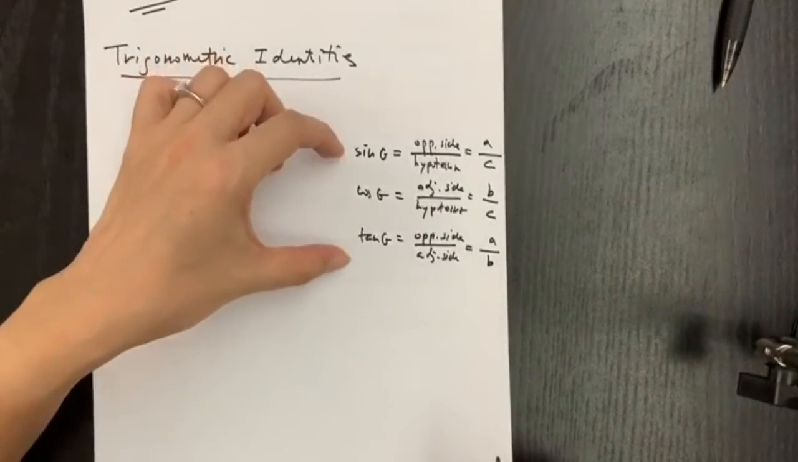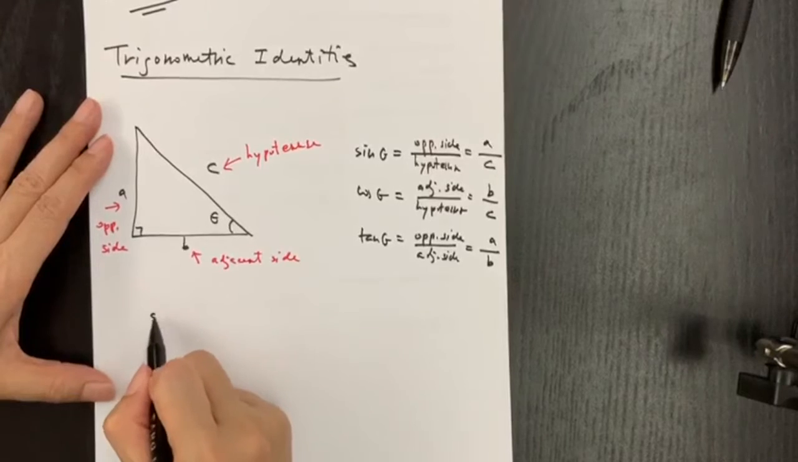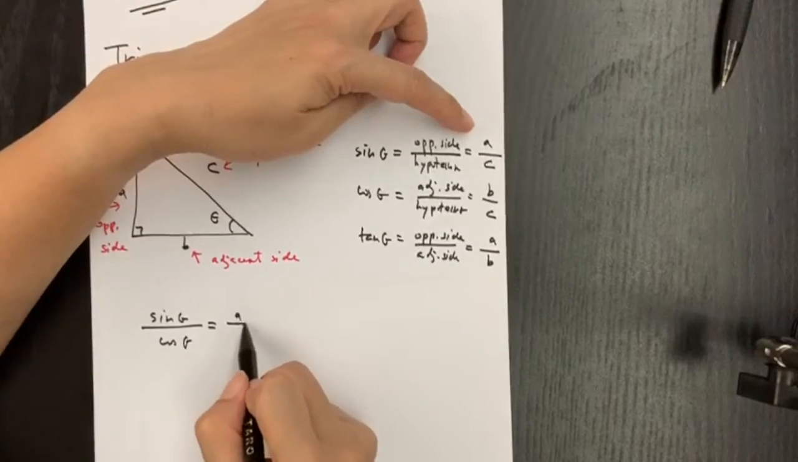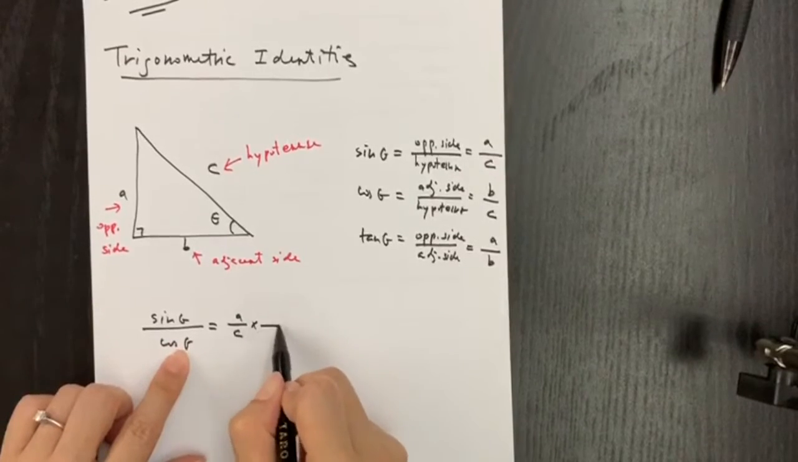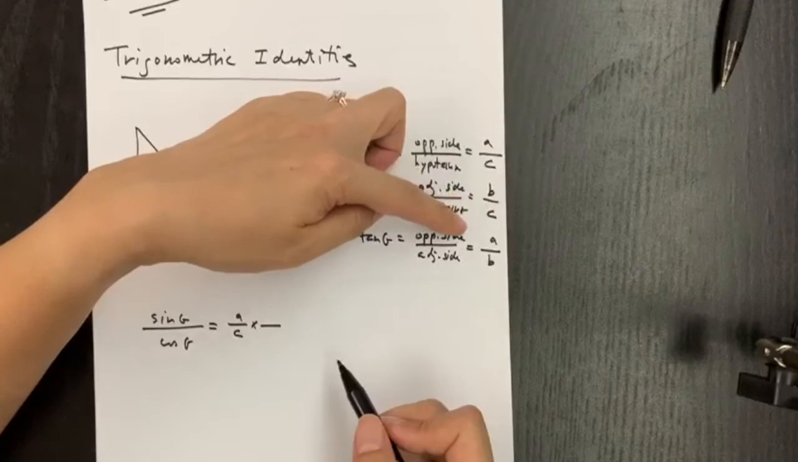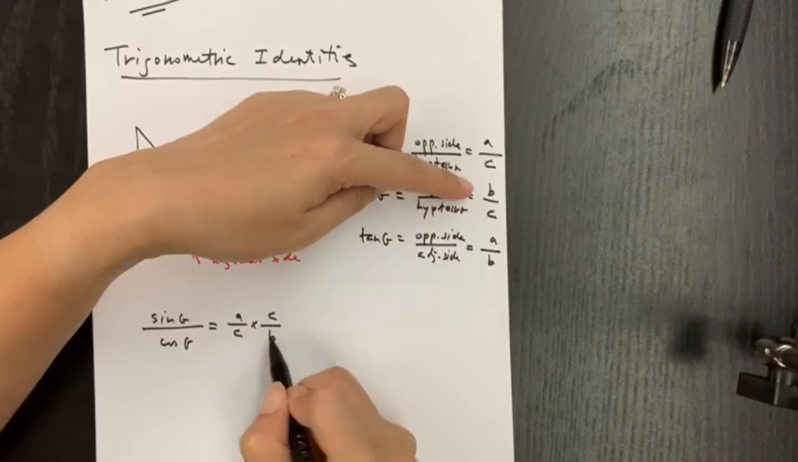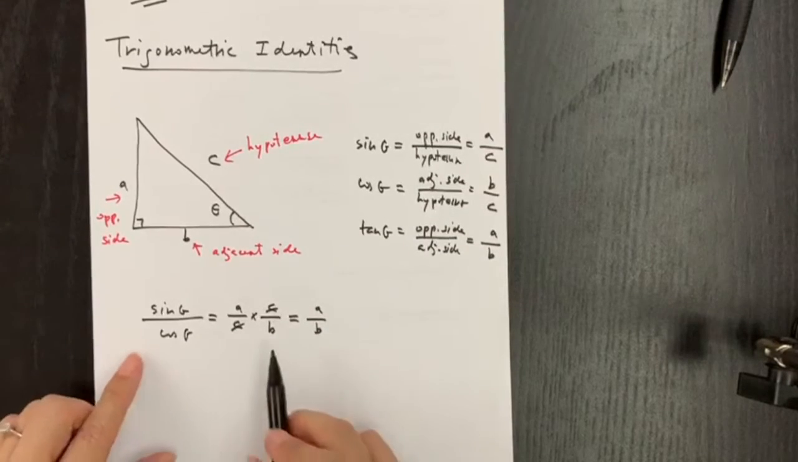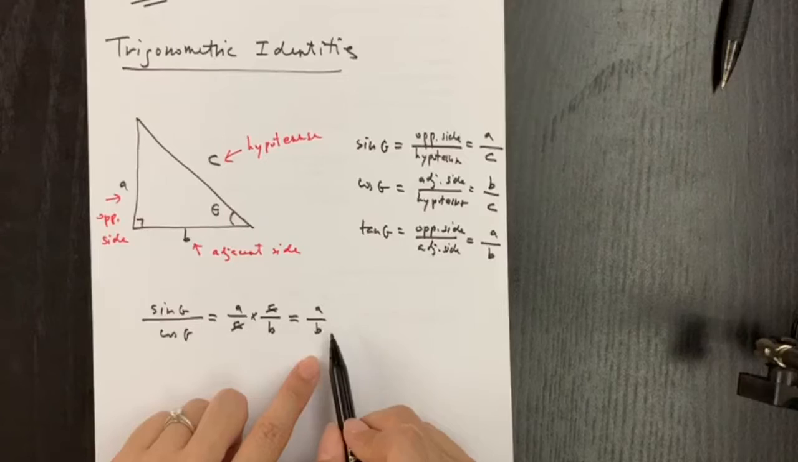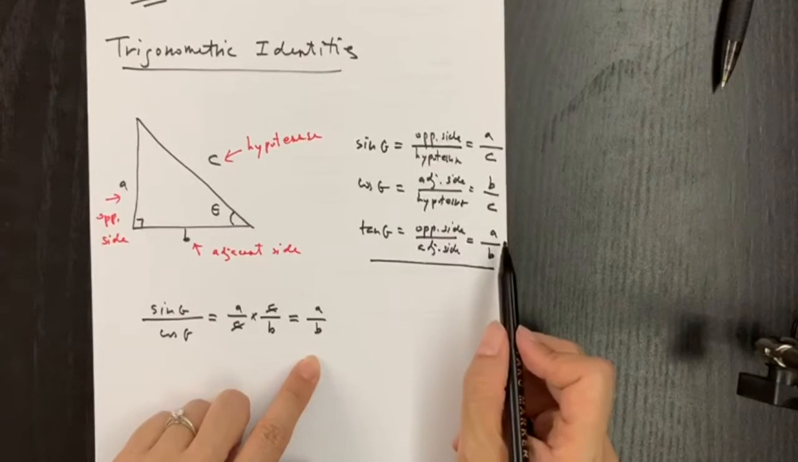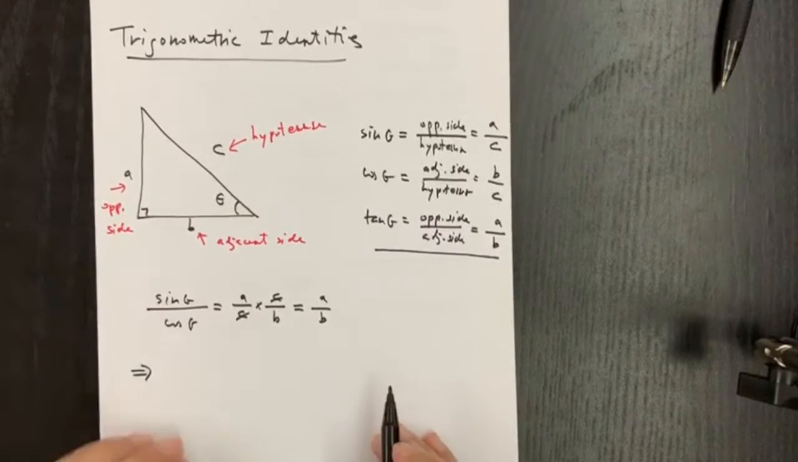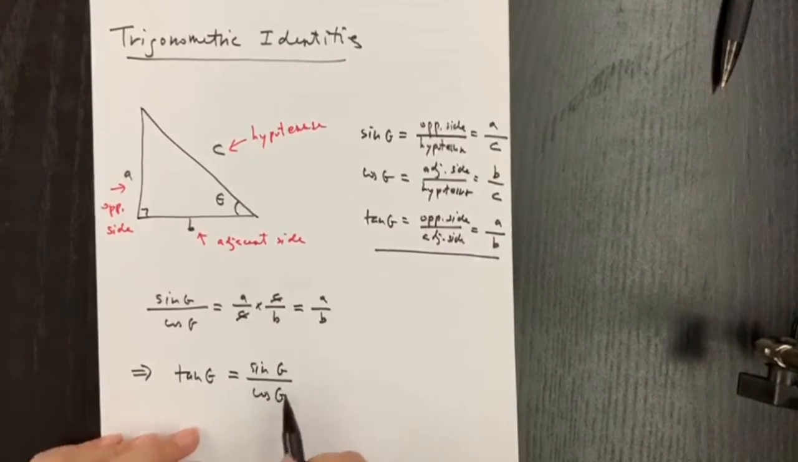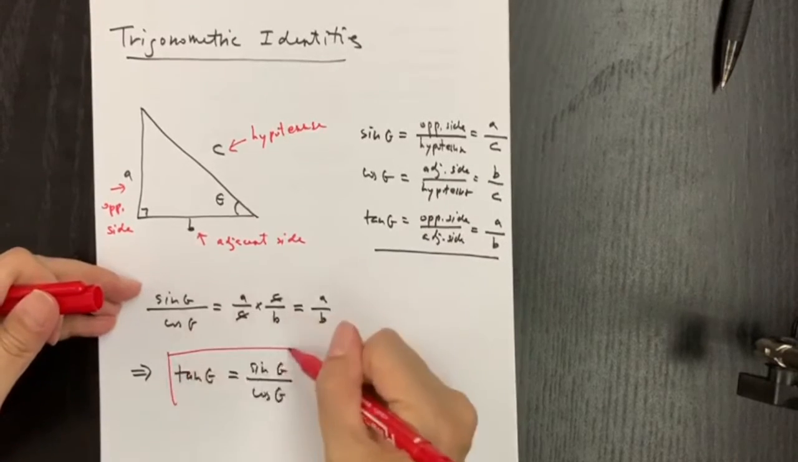Okay, now we come to the relationship between sine, cosine, and tangent. How about sine theta over cosine theta? Sine theta is A over C, divided by cosine theta, which is B over C. Dividing by B over C, I flip over the denominator and the numerator, so C and C cancel out, and I have A over B. And tangent theta is also A over B. Therefore, tangent theta is always the same as sine theta over cosine theta. So this is the first identity we have in today's lesson.